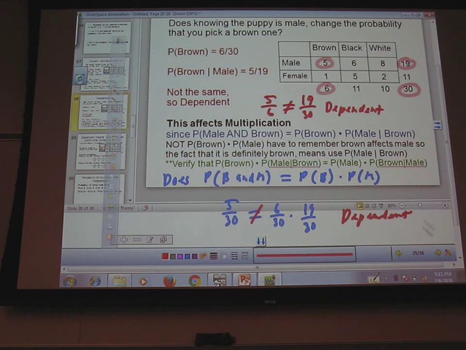You can just look at the ratios, or you can look at the probability of both equals the probability of one times the probability of the other.